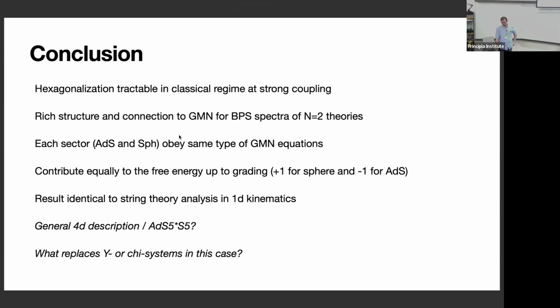Okay, so here comes my conclusion. So there is this nice regime at strong coupling where we can make a lot of progress with correlation functions. What is quite remarkable too is that we are making contact with this rich mathematical framework built by GMN for the BPS spectra of N=2 theory. We also have this nice match with string theory. So there is this question about generalizing to AdS5 times S5 and what is exactly the right structure there. The short answer is we don't know at the moment. It's still very challenging to go beyond the two-dimensional kinematics that we were exploring here.